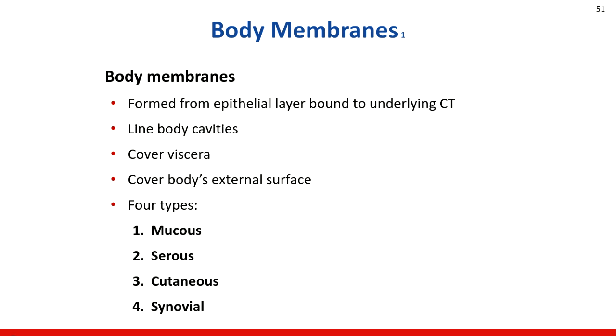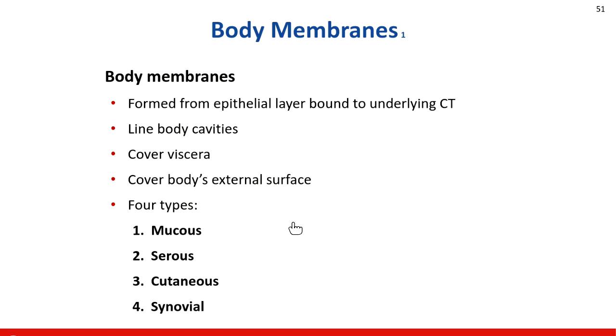You heard me talking about the different body membranes throughout our body. One of the body membranes that we talked about were the serous membranes. But understand that these body membranes are formed from an epithelial layer, and that epithelial layer sits right on top of connective tissue. So we saw with the serous membranes how they line body cavities. They'll also cover viscera or organs of the body. And with our skin, we can see how it'll cover the external surface.